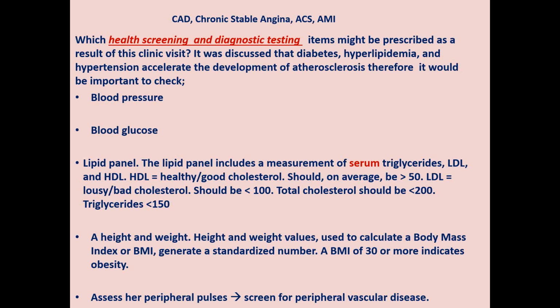Which other health screening and diagnostic testings might be prescribed? Well, we know that she has a family history of diabetes, so we do need to check for her fasting glucose levels. We also see that she's obese, so therefore we need to do a lipid panel, which would include a triglyceride. It would include the measurement of LDL, which are the lousy cholesterol, HDL, or the healthy cholesterol.